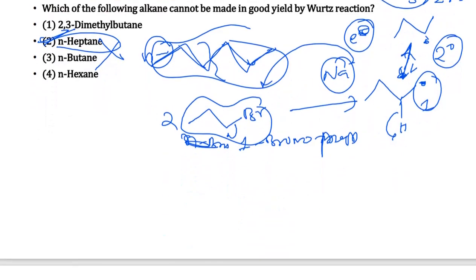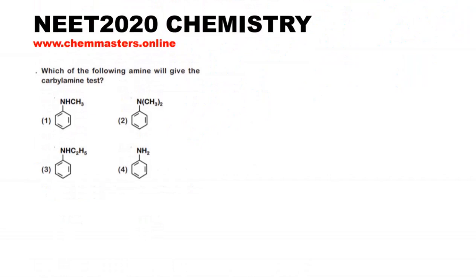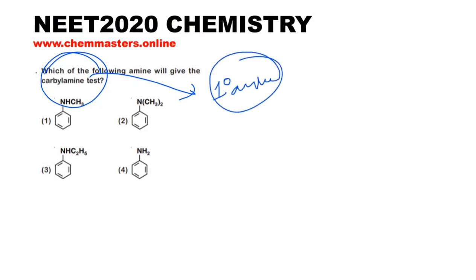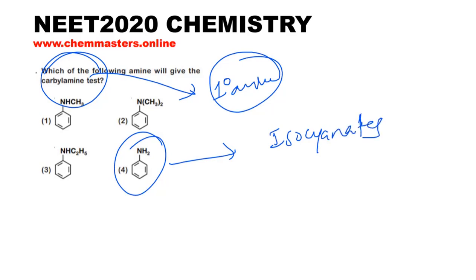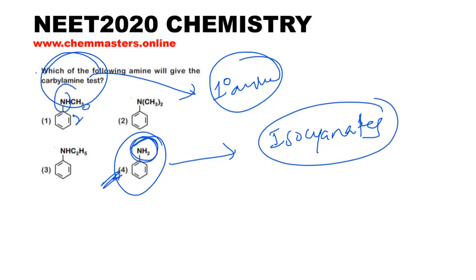Okay, right. Next question. Which of the following amines will give the carbylamine test? In the carbylamine test, primary amines are tested. If an organic compound contains a primary amine, it will produce isocyanides. Just note this point, isocyanides as a product. Here we have a primary amine in the fourth option. Here you can see a secondary amine, here a tertiary amine, here also a secondary amine. Here we have a primary amine.